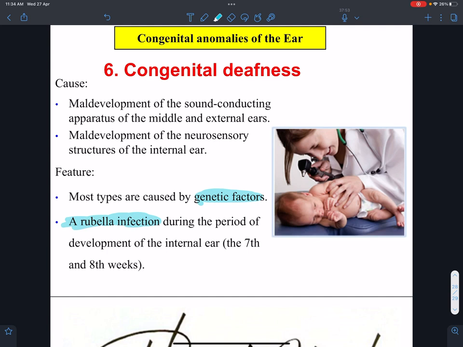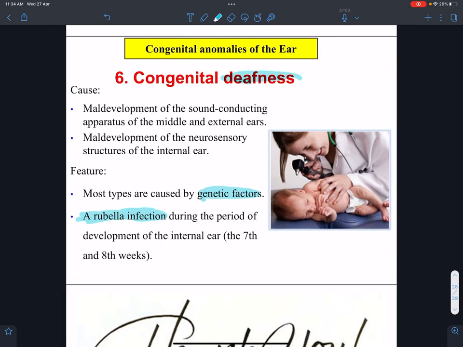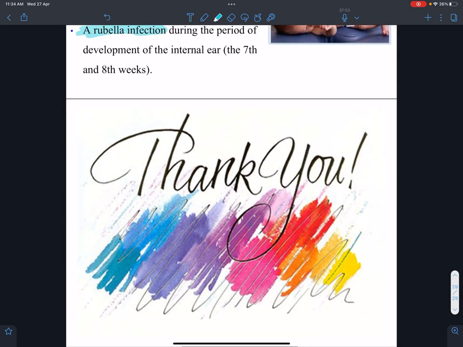Where did we hear rubella infection before in the embryology? We heard it from the congenital cataracts. So rubella infection in the babies, if the mother were to be infected with rubella during pregnancy, her baby could suffer from congenital cataracts and also from congenital deafness. Okay, during the 7th and 8th weeks, during development of the inner ear. Okay, the internal ear, same thing. And that is all.